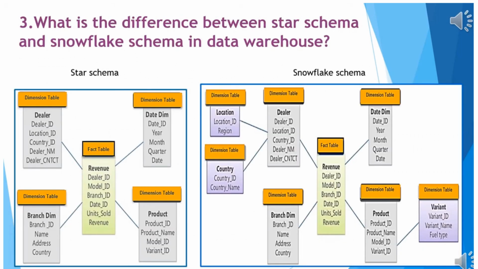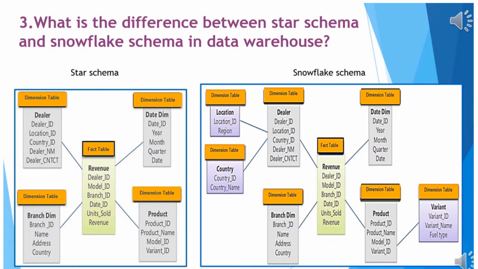The third question is, what is the difference between star schema and Snowflake schema in data warehouse? Here you can see I'm showing two diagrams. One is for star schema and another one is for Snowflake schema. Star schema will contain a fact table in the middle, and it is connected with multiple different dimension tables like a star.